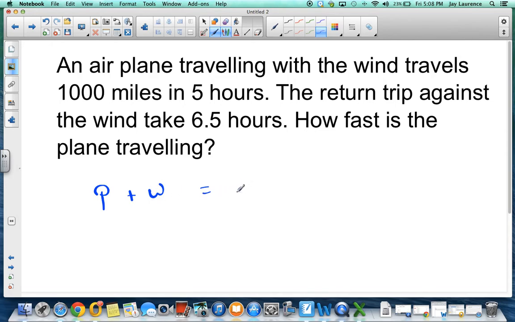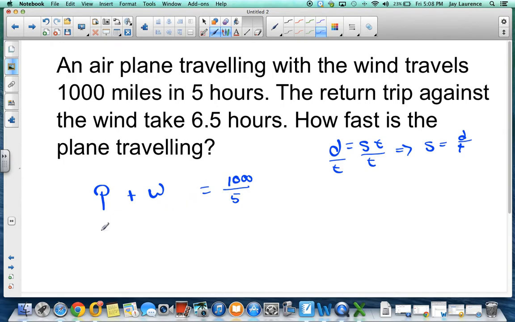I can't put 1,000 miles. I can't put 5 hours. Remember, distance equals speed times time. If I solve that equation for S, to get S alone, I get the equation that S, or speed, equals distance divided by time. So I'm going to take the distance, 1,000 miles, and I'm going to put it over 5. There's my first equation.